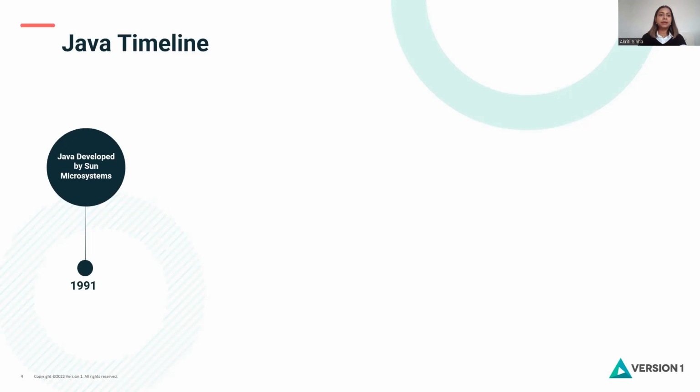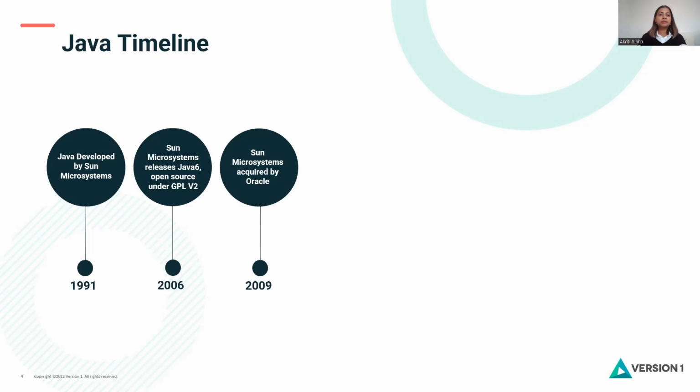So for the very first time, Java was launched by Sun Microsystems in 1991. In 2006, Java 6 was released by Sun under the GPL v2 license. GPL in short is the General Public License, which lets users use and share software for free. Oracle initiated the acquisition of Sun Microsystems in 2009, and that was completed in January 2010. As part of this acquisition, all the hardware and software products of Sun were now owned by Oracle, including Java.